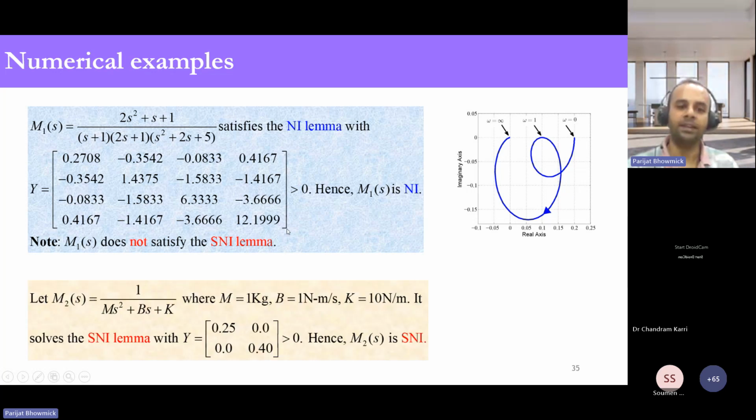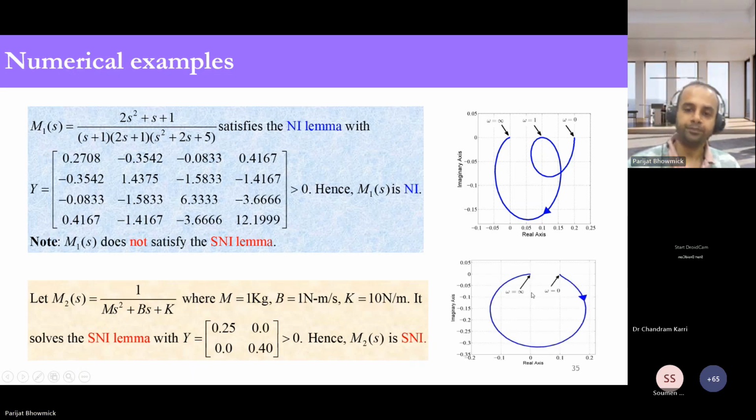Another example, which is SNI, that too we have already seen: the second order underdamped system. Being asymptotically stable, it's an SNI candidate, which would also be approved by its polar plot. But how to check with the SNI lemma? The same thing: we can again use MATLAB to check those LMI conditions. LMI means linear matrix inequality condition, okay?